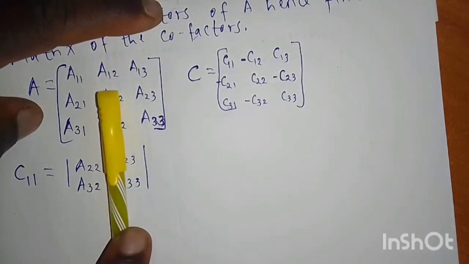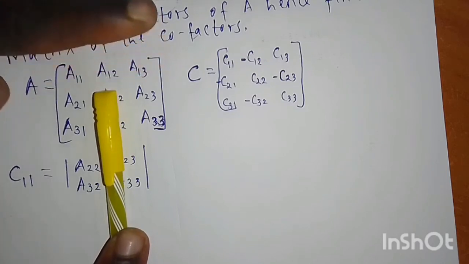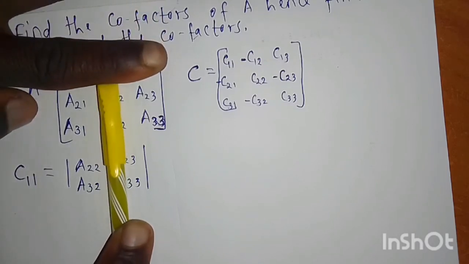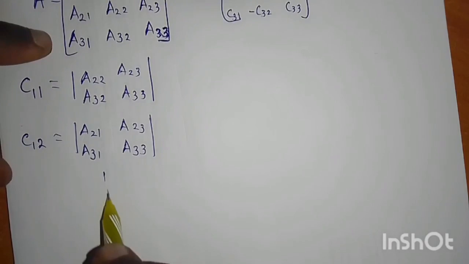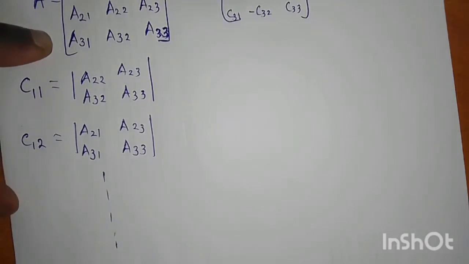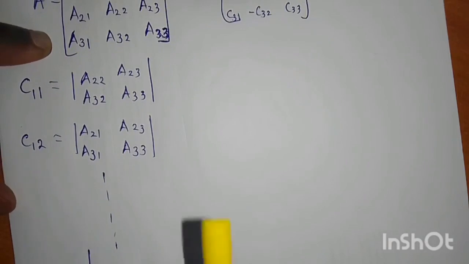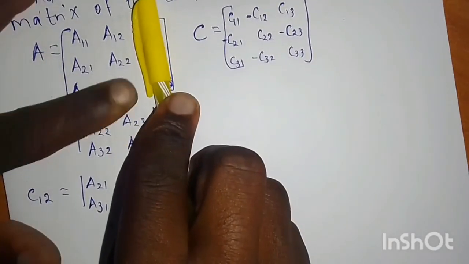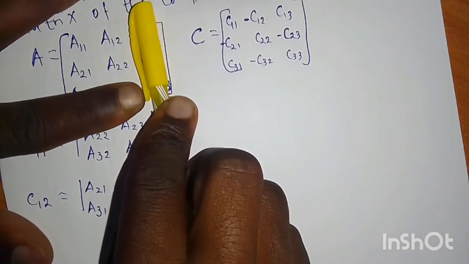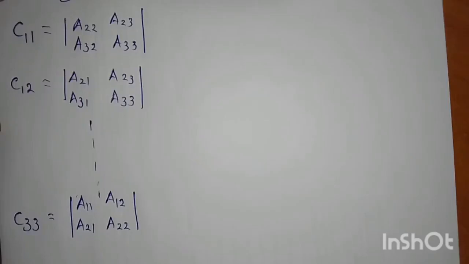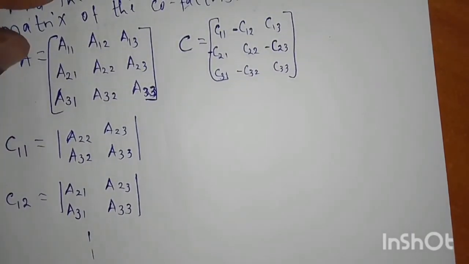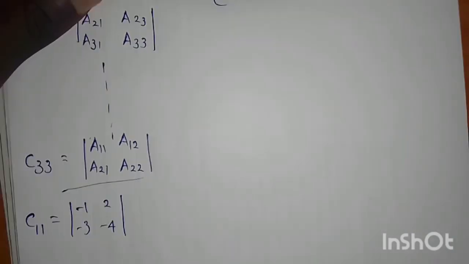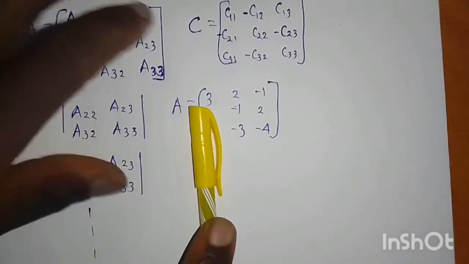The same case with C12 is the determinant of the matrix left if we eliminate the column and the row of A12. That goes up to the last cofactor C33, which is found by finding the determinant of the matrix left if we eliminate the column and the row of A33, which is this one. Now we want to find these cofactors from our matrix A. C11 is found by finding the determinant of this matrix.